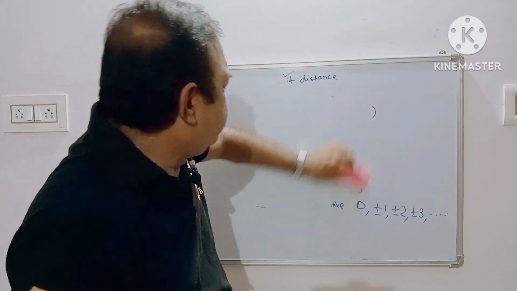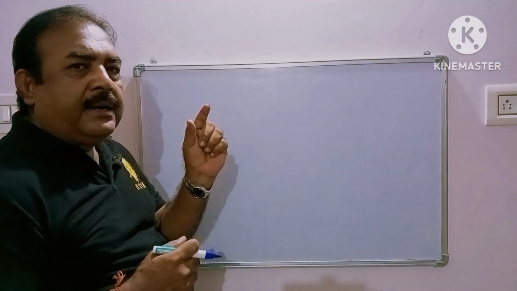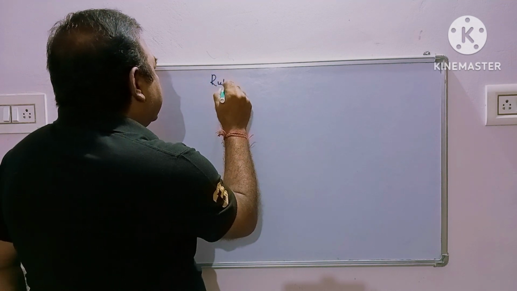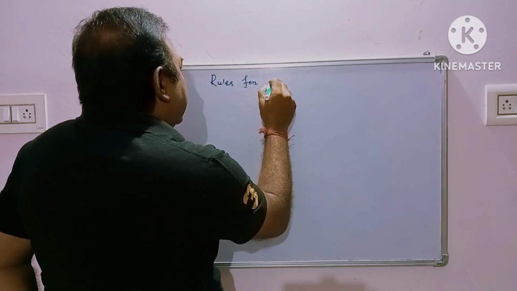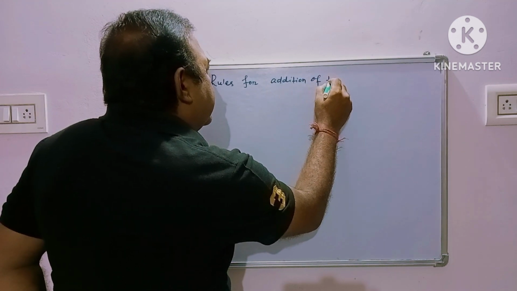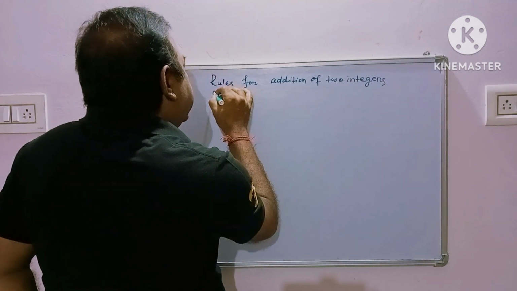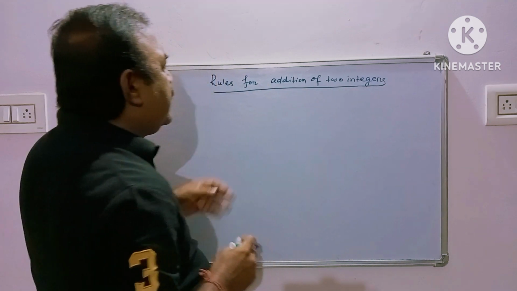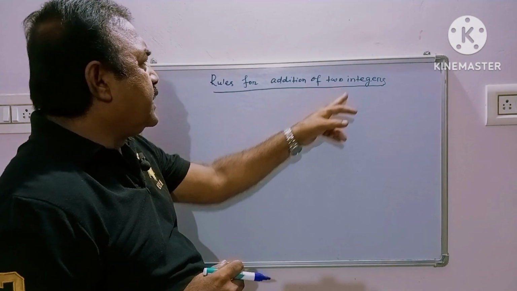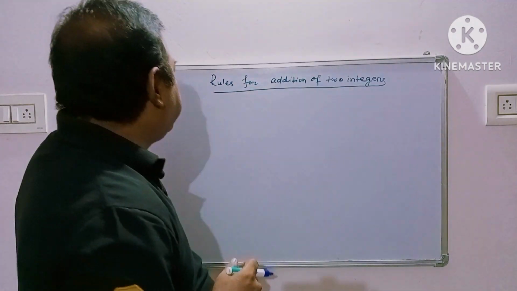We will erase it. We will learn how to add two integers. So, rules for addition of two integers. This is most important. So you will have to be fundamentally clear. How will we add two integers? What is the rule behind it? This is most important. Students, please follow it.